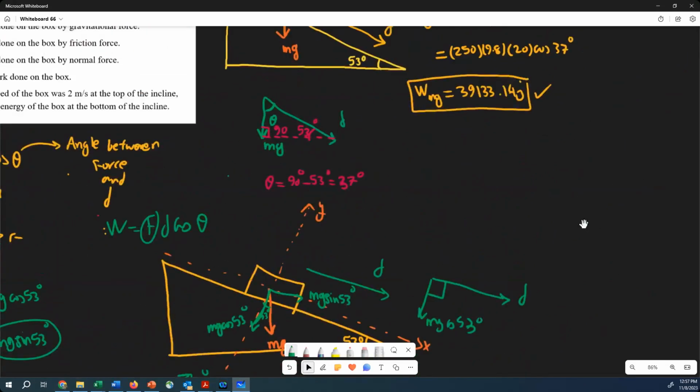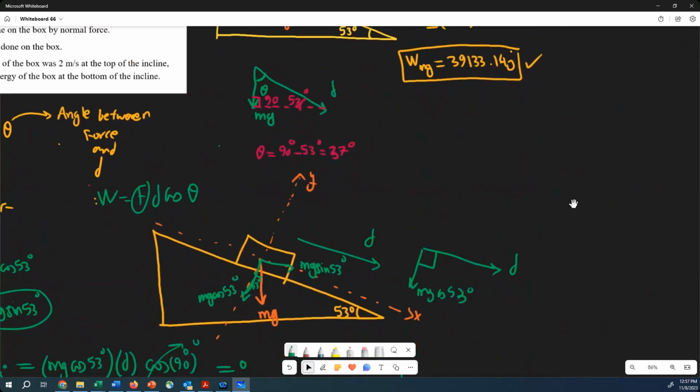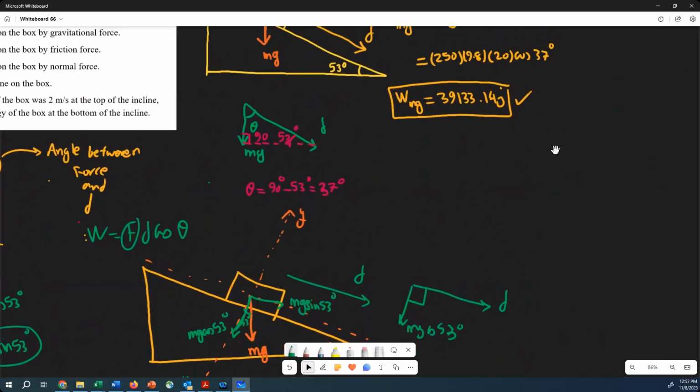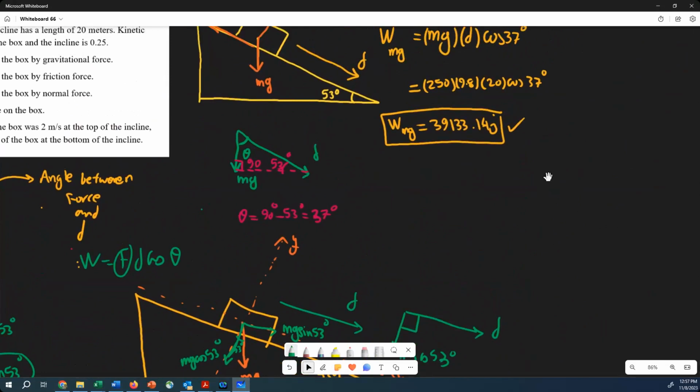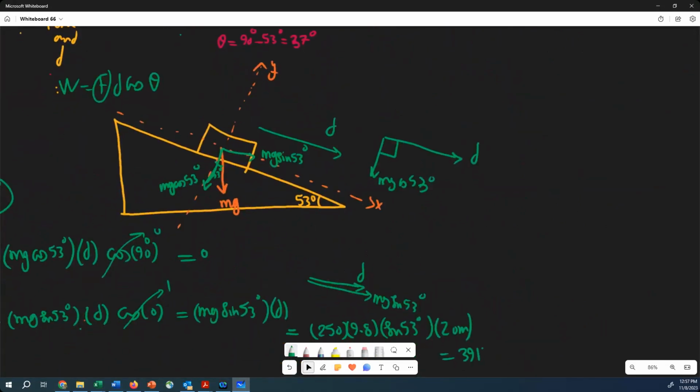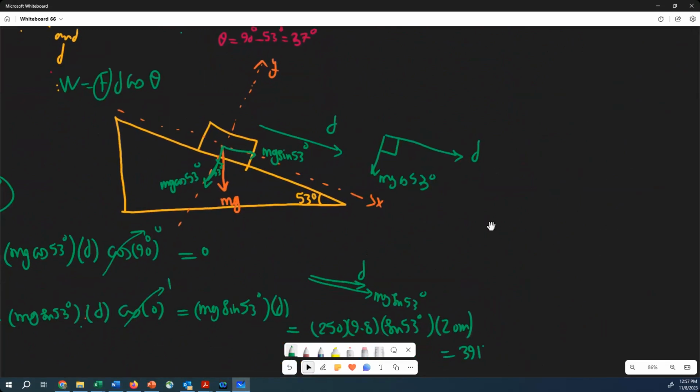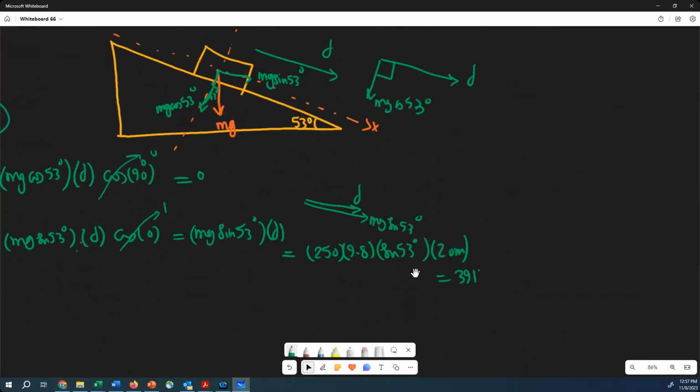We got a different number. I might have accidentally added an extra digit. Cosine 37 is sine 53, there is no difference, so it should be exactly the same. There is a sine here, so don't put cosine. Just calculate one more time. I put a sine. 250, and the displacement was 20. Oh, 20, yes, I put two zeros. There we go.